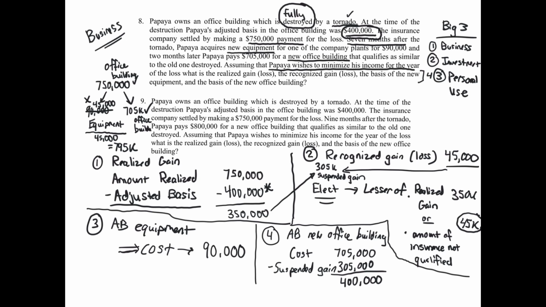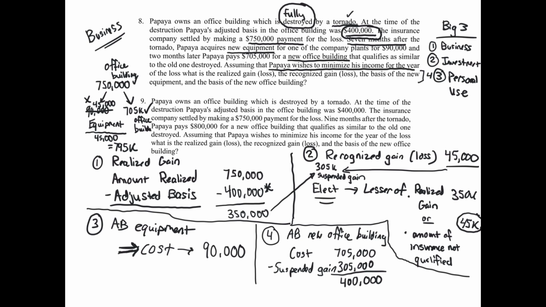And we are done with problem 8. So again, we've gone through the realized gain or loss, the recognized gain or loss, the adjusted basis of the equipment, right, which is cost, and the adjusted basis of the new office building, which you take the cost minus suspended gain, which gives us $400,000 basis. You can't check your work, by the way, because we're using the suspended gain to actually get our basis here.